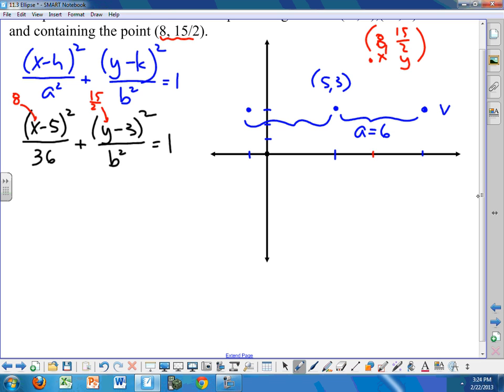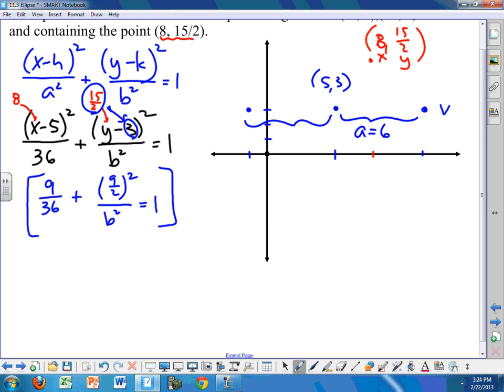In the first case, 8 minus 5 is 3 squared, or 9 over 36, and I'll bring that down to 1/4 in just a minute. 15 halves minus 3, and that's 9 halves, so that becomes 9 halves squared over b squared equals 1. Somewhat ugly, but that's okay. 4b squared is what we're going to multiply by, because remember 9 over 36 is 1/4. We'll try to cancel that out and multiply by all three terms here. We'll get b squared plus, in the second case, the b squared cancels, leaving us 4 times 9 halves squared, and that's equal to 4b squared.